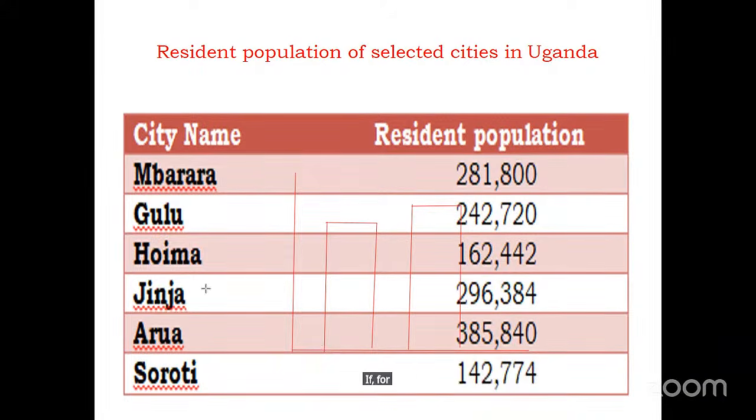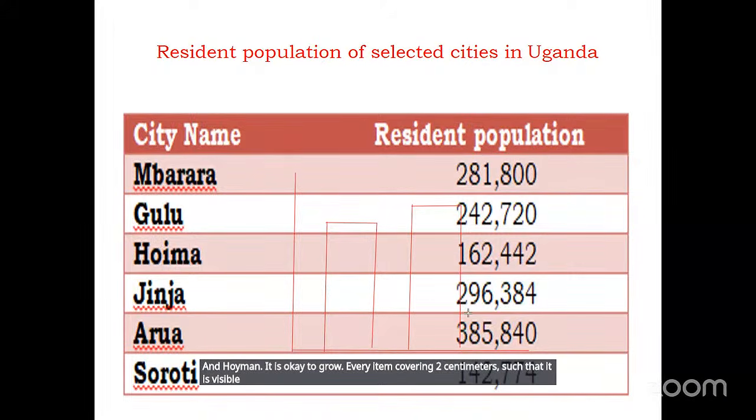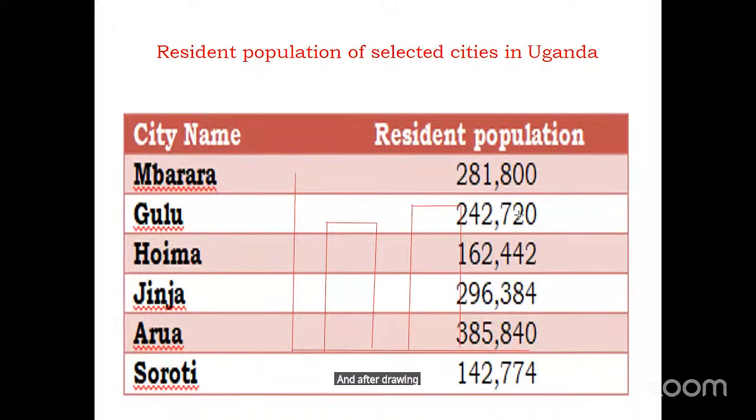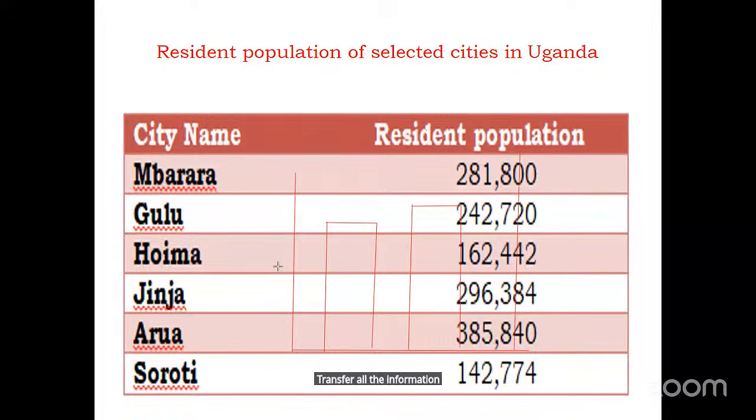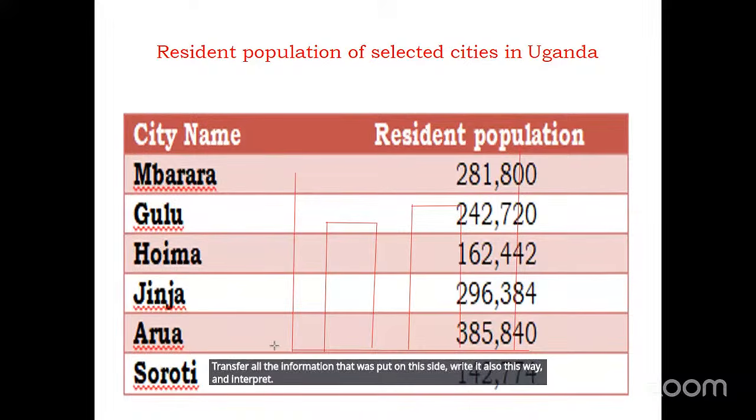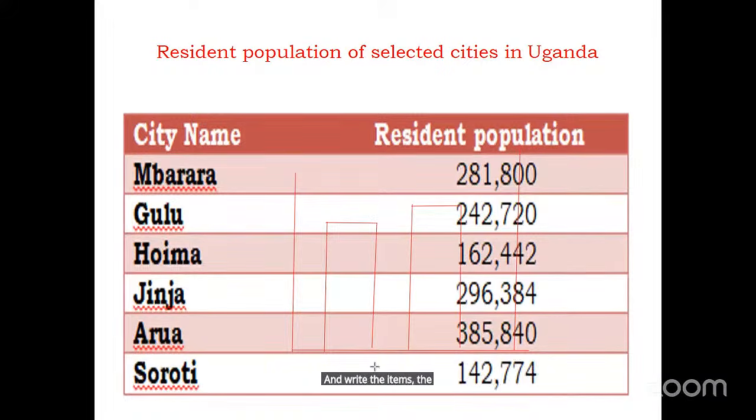If, for example, this question had only 3 towns, Mbarara, Gulu, and Hoima, it is okay to draw every item covering 2 centimeters such that your graph is visible. And after drawing the very last bar, make sure that you skip 1 centimeter and draw another vertical axis. Transfer all the information that was put on this side, write it this way also, and write the items on the bottom here.